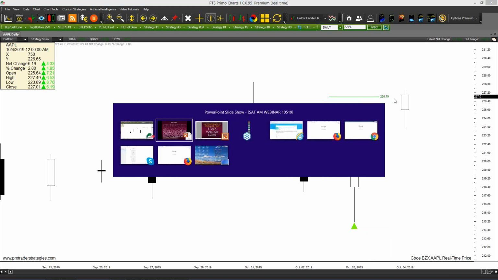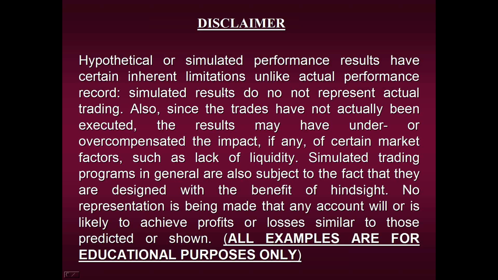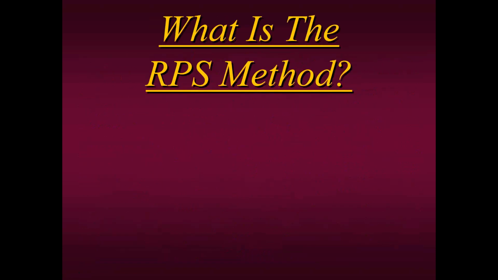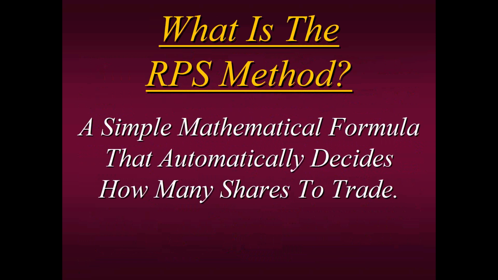Okay, so let's go back to the presentation. We share with you exactly what the formula is. We also talked about how to do it automatically on our platform. So let's recap. Remember, what is the RPS method? It's a simple mathematical formula that automatically decides how many shares to trade. And remember, when we say shares, shares pertain to stocks. There are no such things as shares in currencies or shares in futures. All right, we're talking about stock trading only.